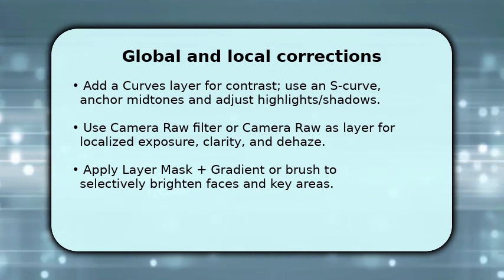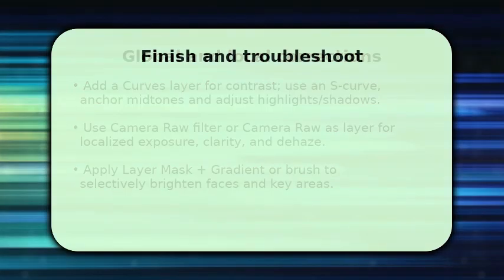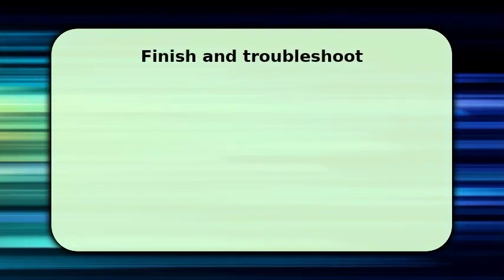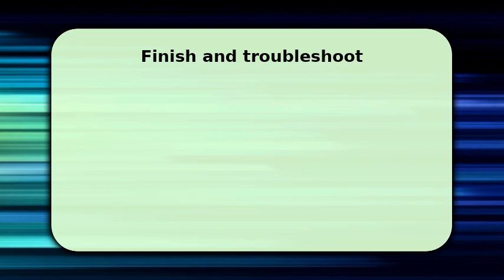To finish, create a 50% gray layer set to soft light and gently dodge highlights or burn shadows for micro-contrast. This sculpts form without flattening. After brightening, apply noise reduction, preferably selectively on shadow areas or faces, because lifting exposure increases noise.